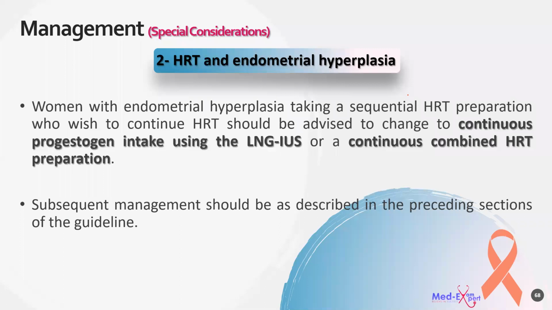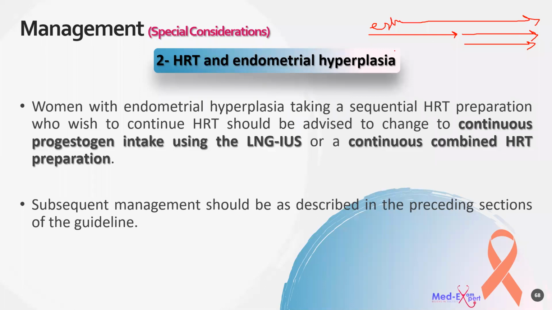So sometimes they take a sequential HRT preparation, taking estrogen at the proliferative phase of the cycle, and then at the luteal or secretory phase they take progestogen, and then a hormone-free interval for the time of menstruation. So they take estrogen all over the cycle, and just take progestogen at the secretory phase. And after that, they have a hormone-free interval for having menstruation or cycles.